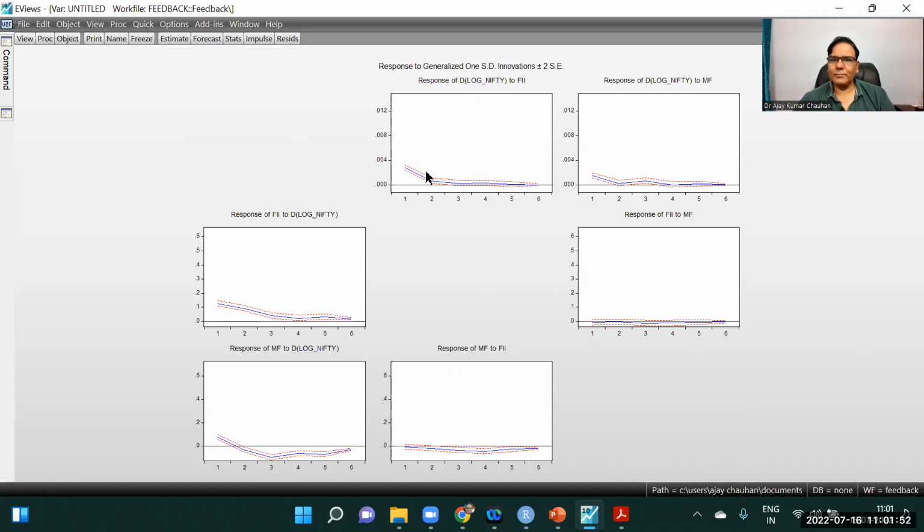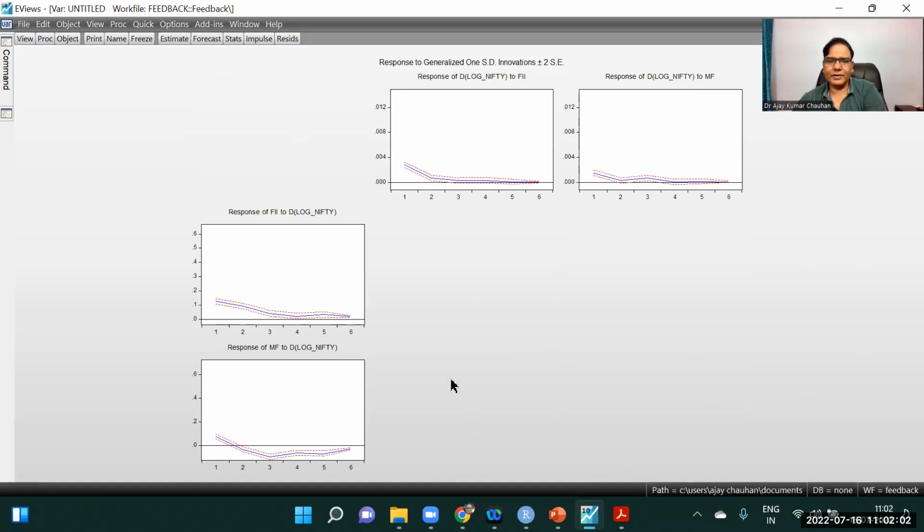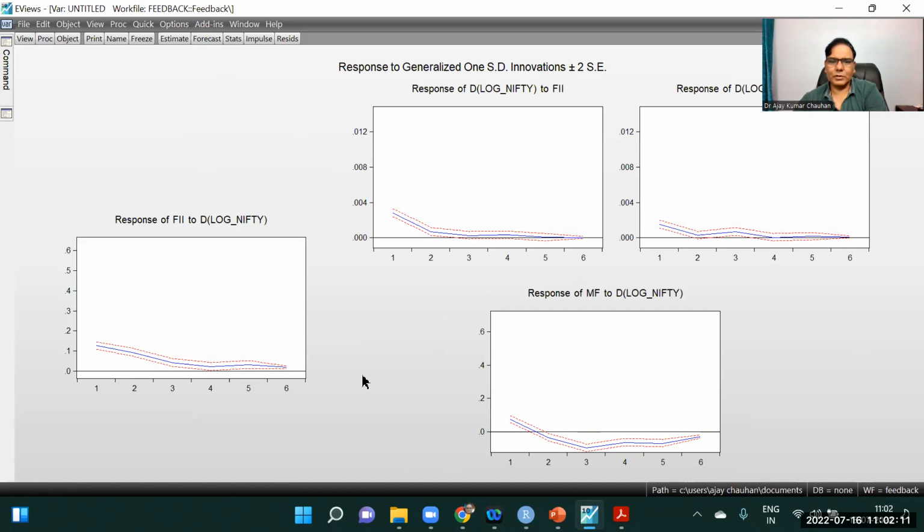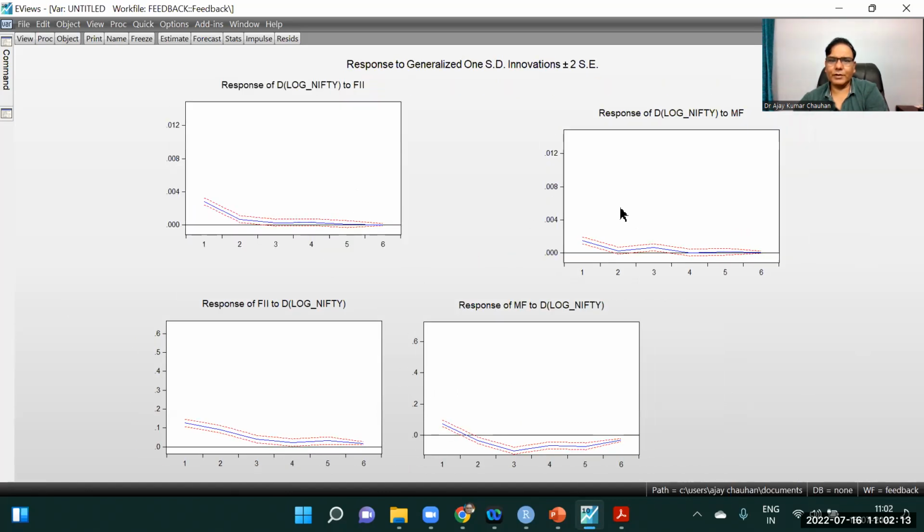Okay, now we are having all others. This is insignificant, so I'm removing it. This is also insignificant. Mutual fund to FII is also insignificant. Okay, now we have to report these graphs.